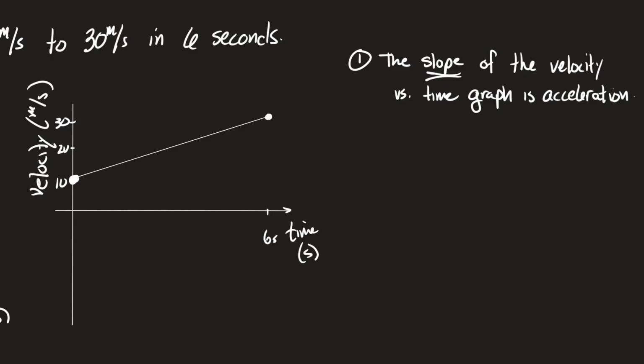So if I want the acceleration, it's going to be 30 minus 10 over 6 minus 0, or 20 meters per second in 6 seconds.